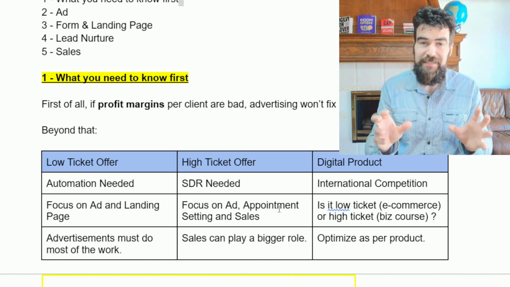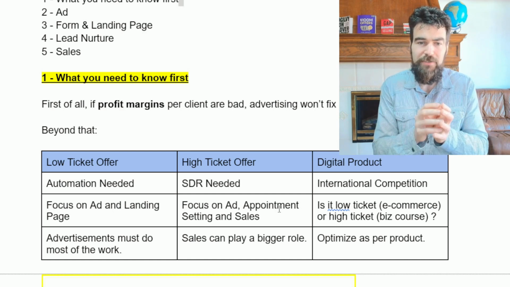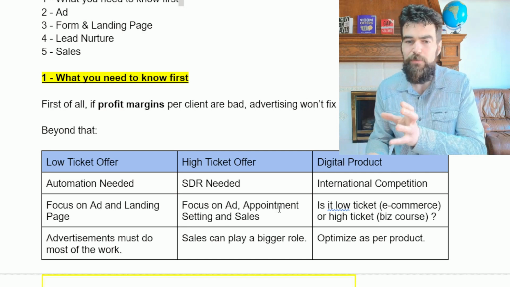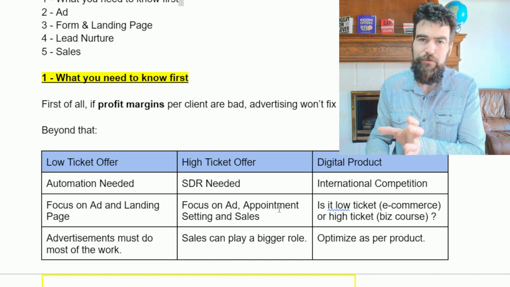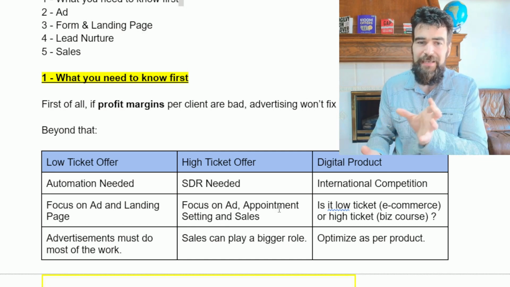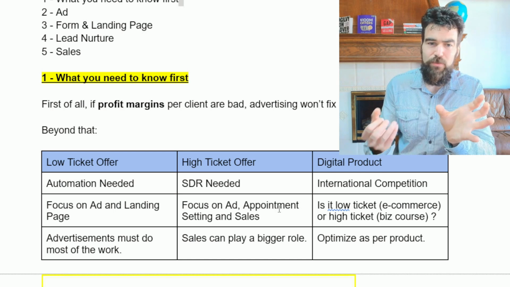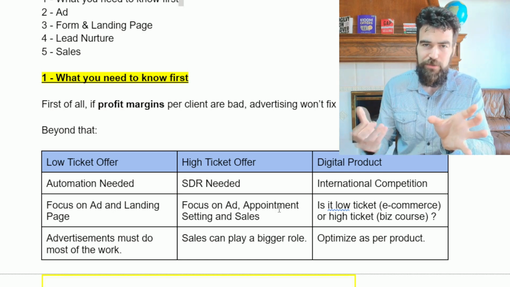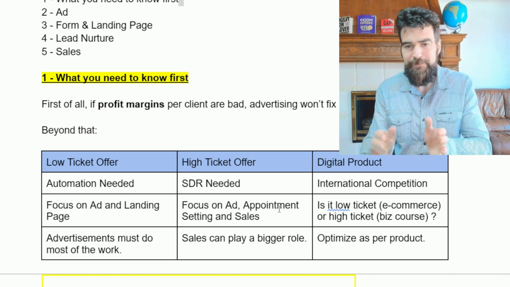So these distinctions are crucial to make, because if you try to make everything work purely by advertisements on a high ticket offer, you're going to lose out on a lot of efficiency. And if you try to work on a sales level on a low ticket offer, then you're just going to waste your time. So keep that in mind.